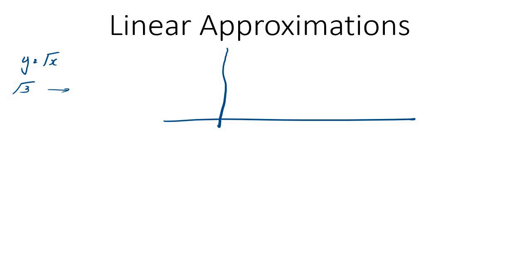So let's first look at the function y equals square root of x. And this is the function y equals square root of x. If this is 3 and this is 4, this point is 4 on the x-axis, and the value here would be the value that we are looking for. So this value here would be square root of 3. That's the value we are looking for.